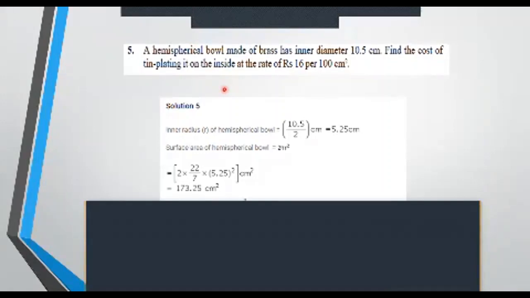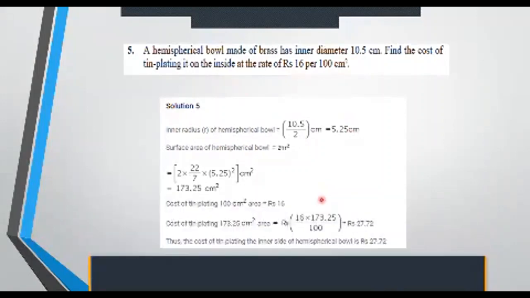Now, how will you find the cost? Ma'am, into 16. Into 16 directly? No. It's per 100. This is rupees 16 per 100 centimeters square. So that's what I'm continuously repeating. It's per 100 centimeter. What will it be? Rupees 16 times 1.7325. So it's 27.72 rupees. Perfect. Don't forget to write the units.